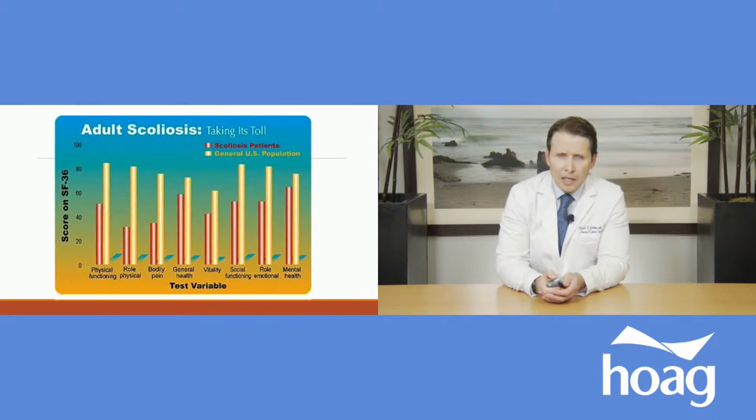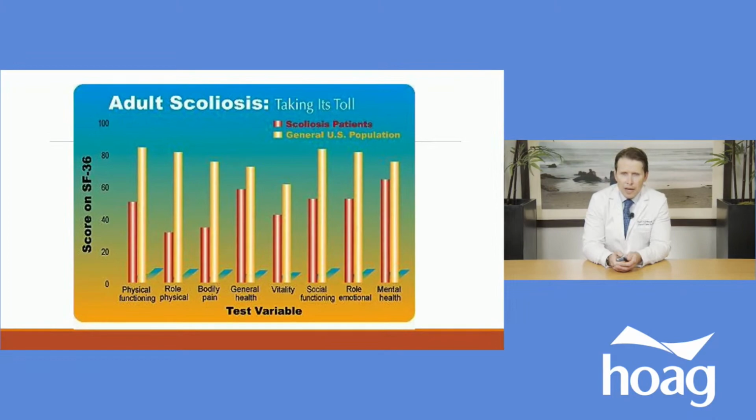You can see here in this curve, this is the SF-36 quality of life outcome measure, and it measures different types of functional statistics, such as physical function, psychological health, bodily pain, and general health. And this is matched against the general U.S. population versus those with scoliosis/spinal deformities. You can see that the patients with scoliosis in red score significantly lower on this scale when matched against their age-matched cohorts.